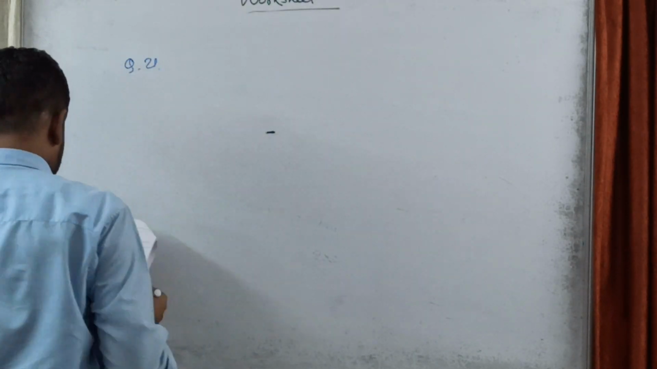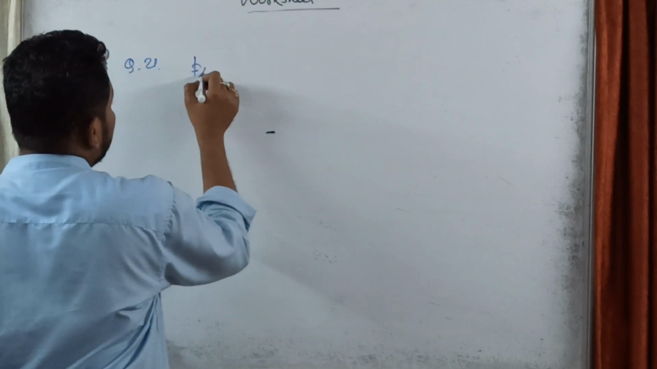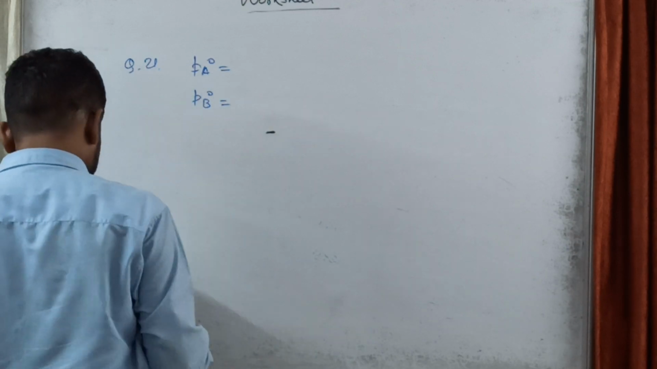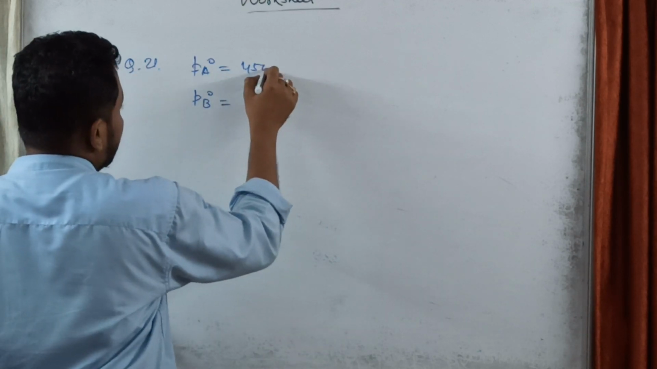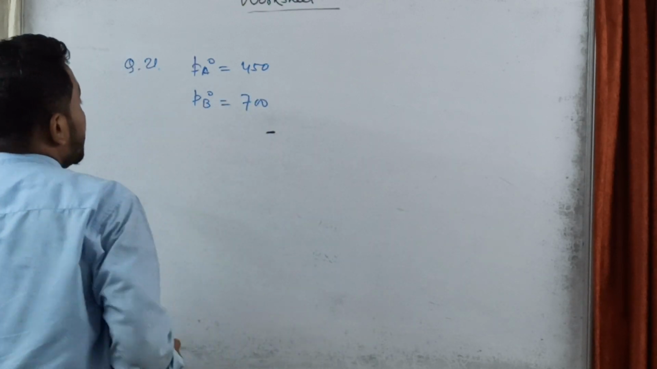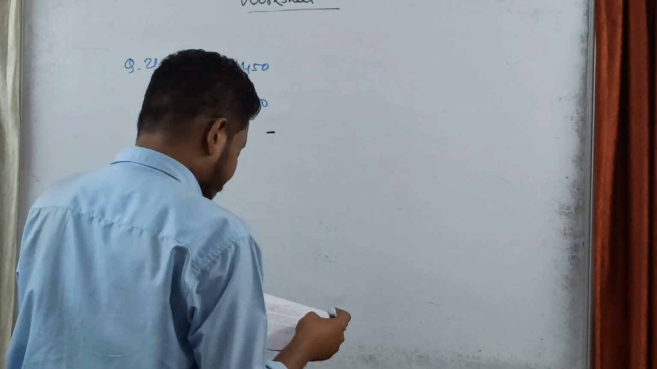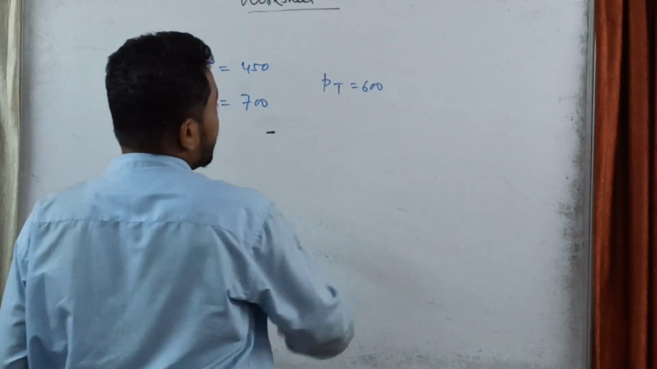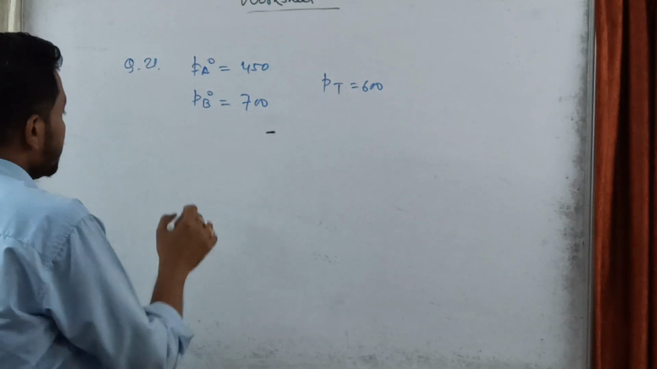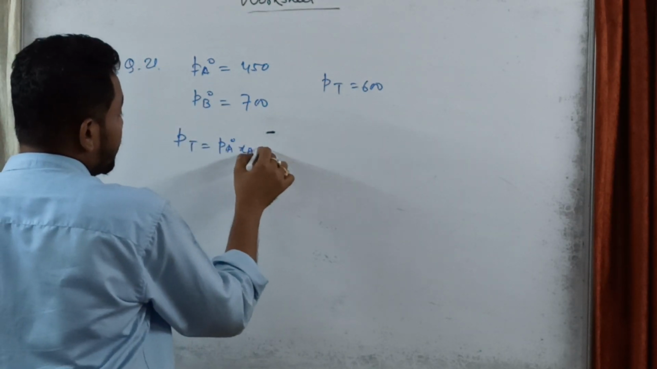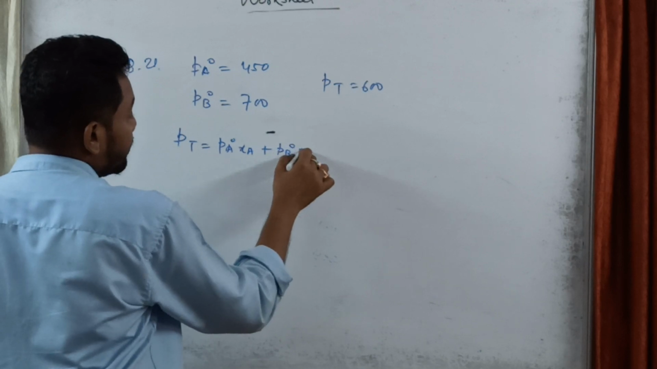So question number 21: the vapor pressures of the pure liquids A and B, that means PA0 and PB0, are given. PA0 is 450 millimeter of mercury and PB0 is 700 millimeter of mercury. Also, in the very second line, the total vapor pressure PT is given, that is 600. Now you all know the relation: total vapor pressure equals PA0 XA plus PB0 XB.